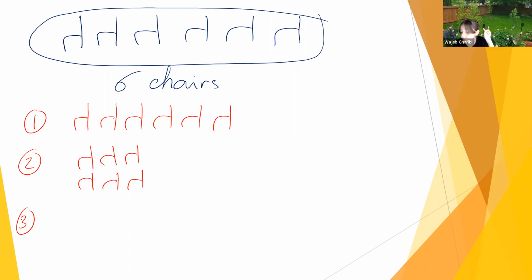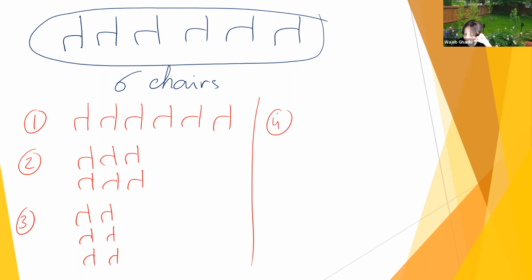Every row has how many chairs? 2. This is 1, 2, and this is 3. And we can put them in how many rows? 6 rows. Okay. Every row has how many chairs? 1. So this one will have 1 chair. Second, 3, 4, 5, 6.